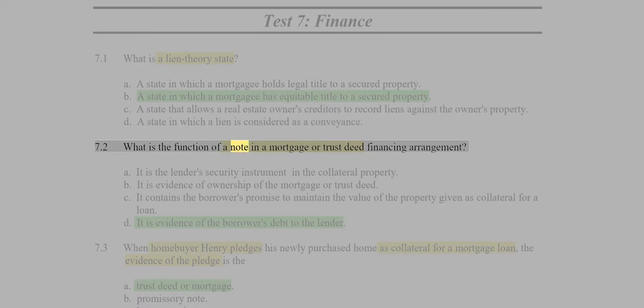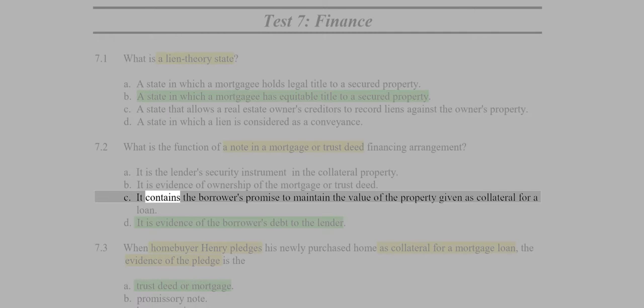7.2. What is the function of a note in a mortgage or trust deed financing arrangement? A. It is the lender's security instrument in the collateral property. B. It is evidence of ownership of the mortgage or trust deed. C. It contains the borrower's promise to maintain the value of the property given as collateral for a loan. D. It is evidence of the borrower's debt to the lender.